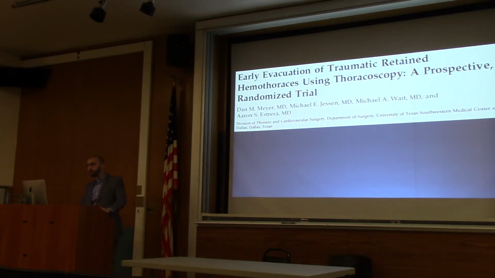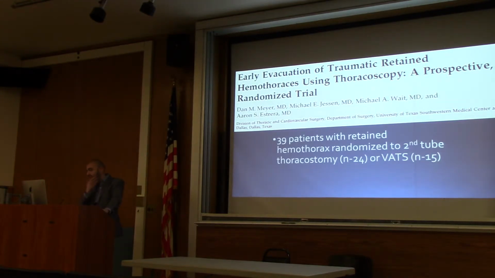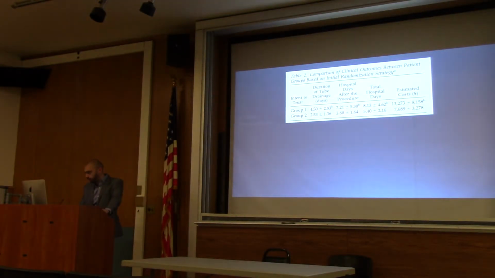where they compared the thoracoscopic evacuation of retained hemothorax versus second tube thoracostomy. Very small though, it's only 39 patients, 24 in the second chest tube group and 15 in the VATS, video-assisted thoracoscopic surgery, group. Group 1 was second tube thoracostomy, Group 2 was VATS, and they looked at the duration of chest tube drainage. Of course, with VATS there were fewer chest tube drainage days. Hospital days were less in the VATS group, total hospital days was less in the VATS group, as well as the estimated cost.